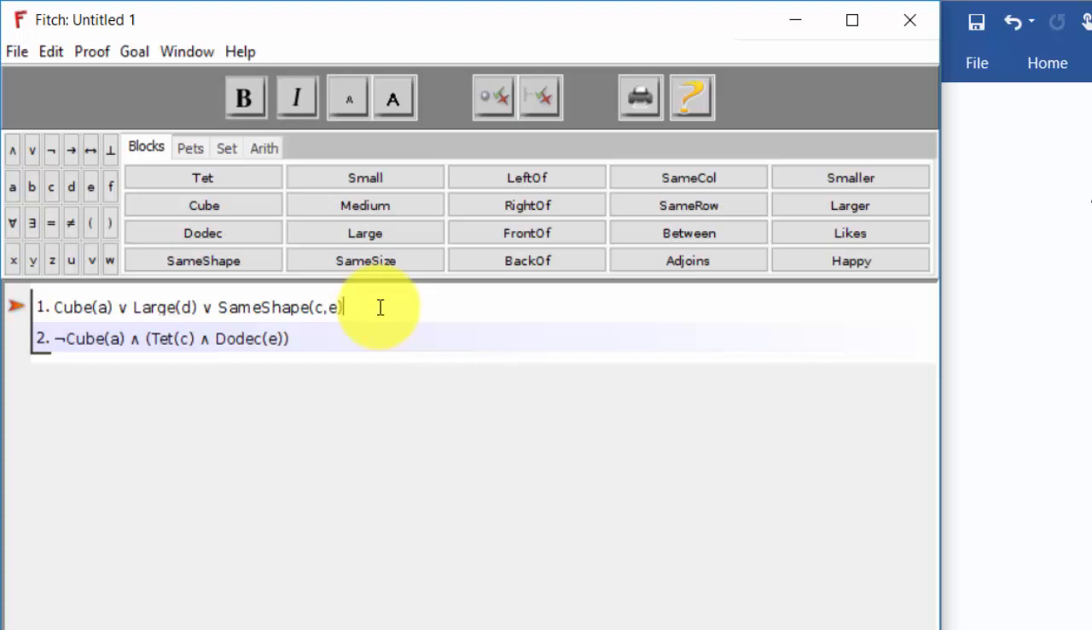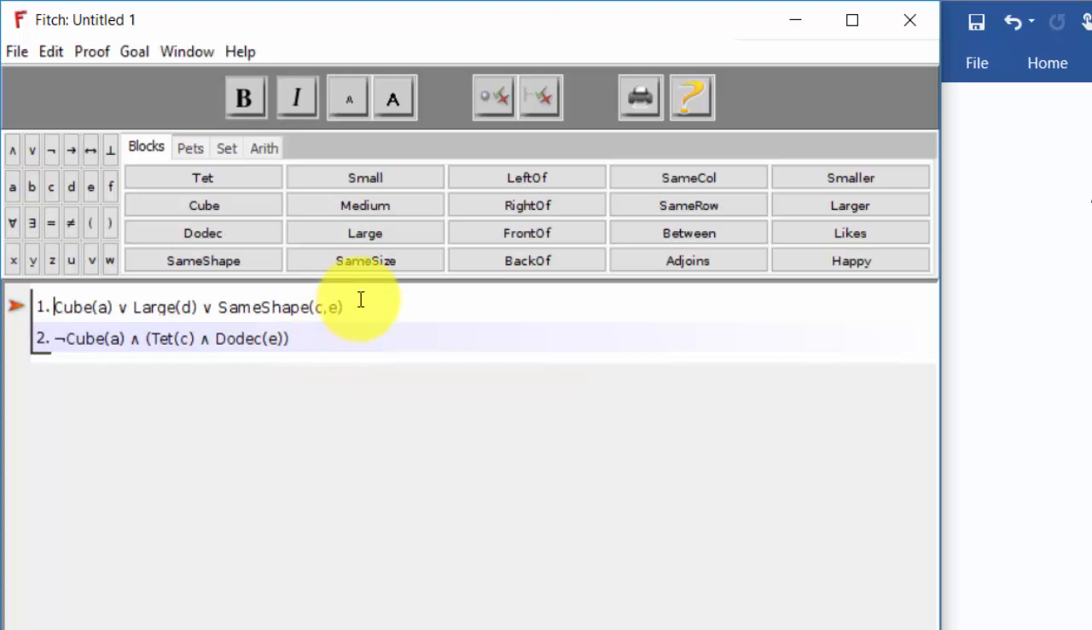Right, so here we have the very same proof that we were just looking at informally, only now it's been put in FOL. So the first premise here says that either A is a cube, D is large, or C is the same shape as E. And then our second premise tells us both: it's not the case that A is a cube, and both C is a tetrahedron and E is a dodecahedron.